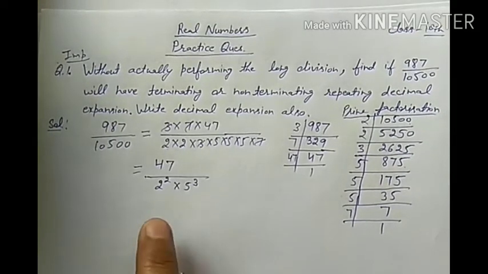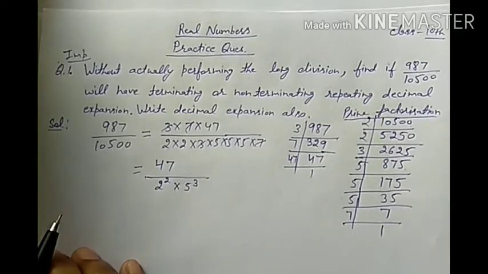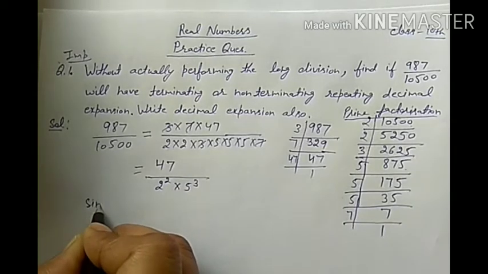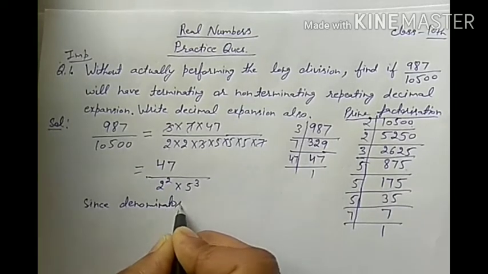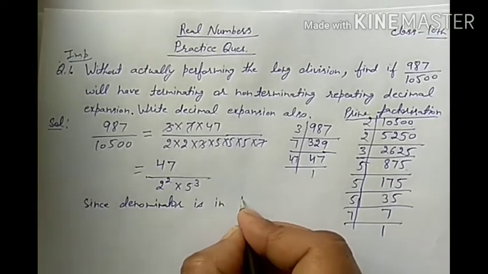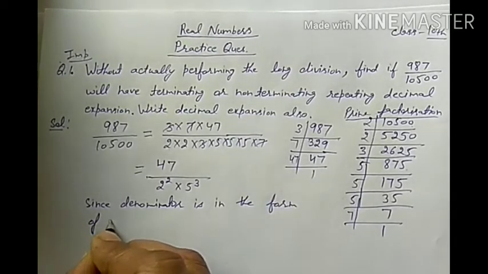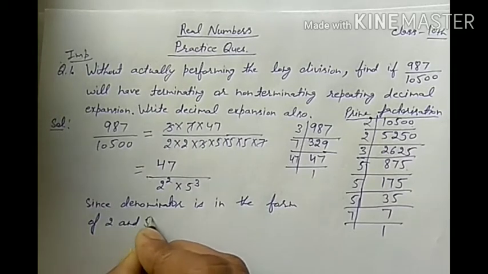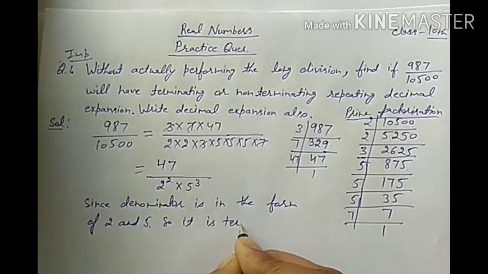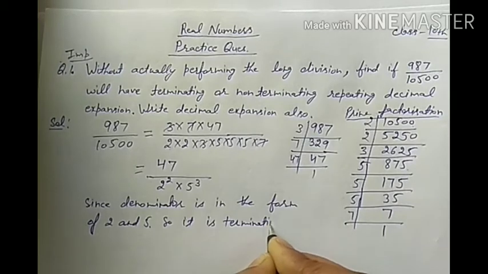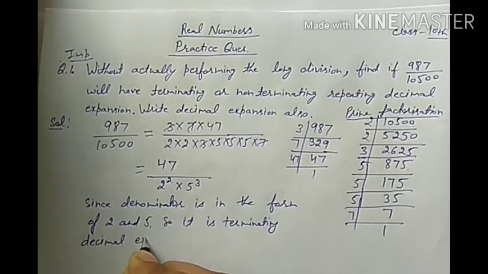Now you can see clearly that the denominator is in the form of 2 and 5. Now we will write: since the denominator is in the form of 2 and 5, it is a terminating decimal expansion. It is a terminating decimal expansion.